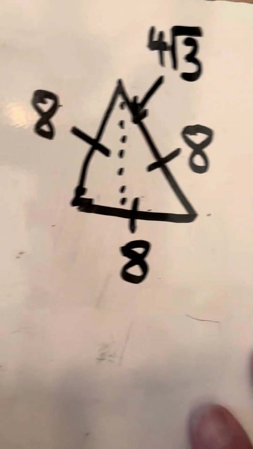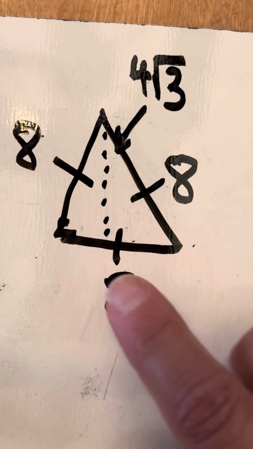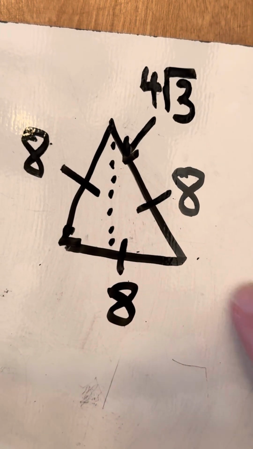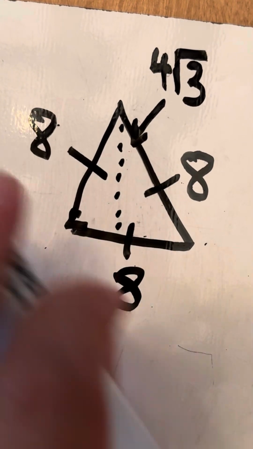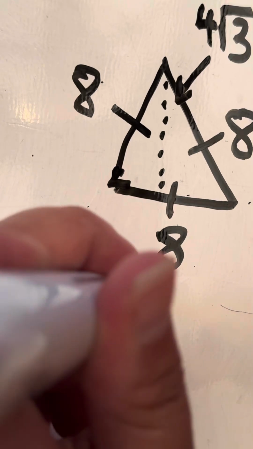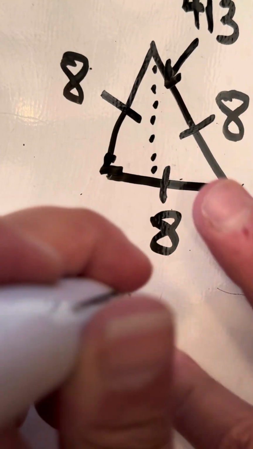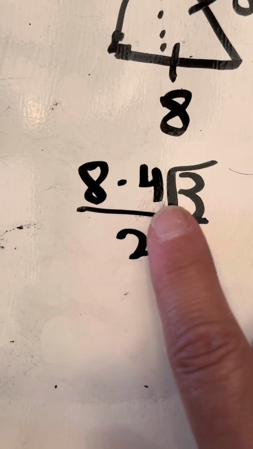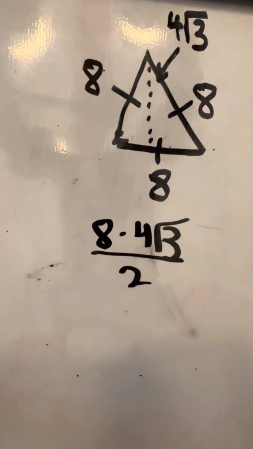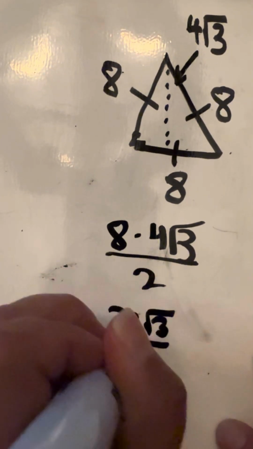This is a lot of work to do for this problem, but it's worth it. Then what we're going to do is base times height divided by 2. So our base on this is 8. That's the bottom. Our height is that 4 root 3. So you're going to do 8 times 4 root 3, and then you're going to divide it by 2. So that's base times height divided by 2. So you're going to get 32 because you can do 8 times 4. Now the square root of 3 is going to stay square root of 3. So you're going to have 32 root 3 divided by 2.